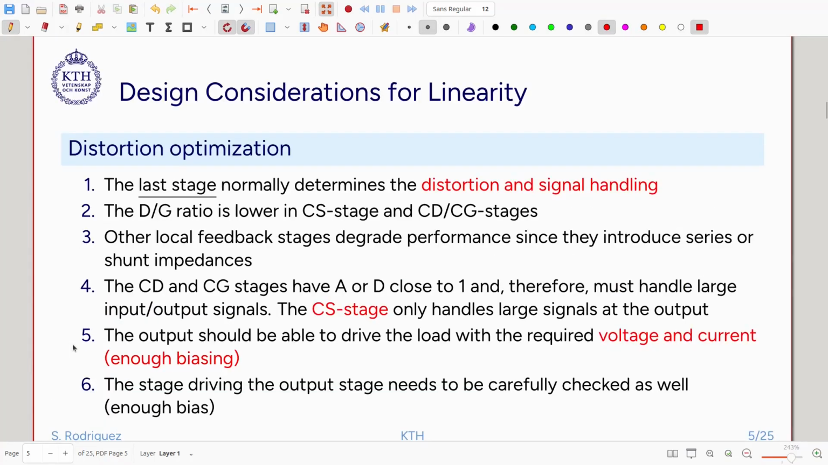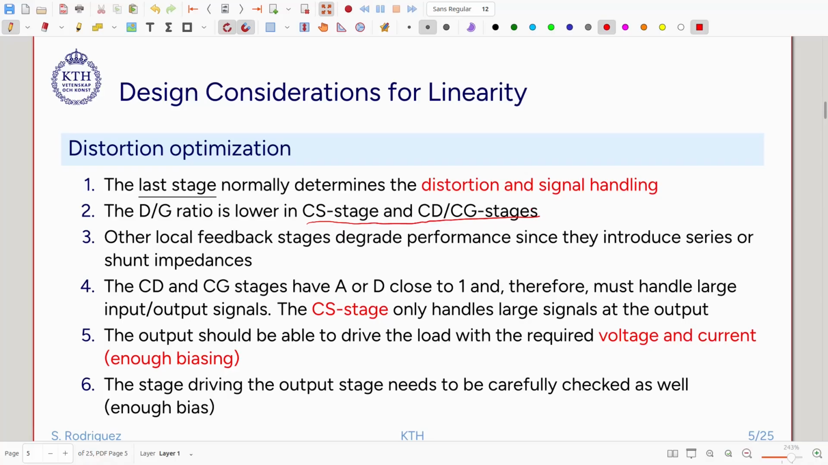On the other hand, for linearity, now we are talking about the output stage. It is actually the last stage, the one that defines the distortion and signal handling. We defined the figure of merit for distortion as the distortion divided by the gain of each stage, so the contribution of distortion and the contribution of gain. When we divide it, we get this figure of merit that tells us how good our stage is in comparison to others.